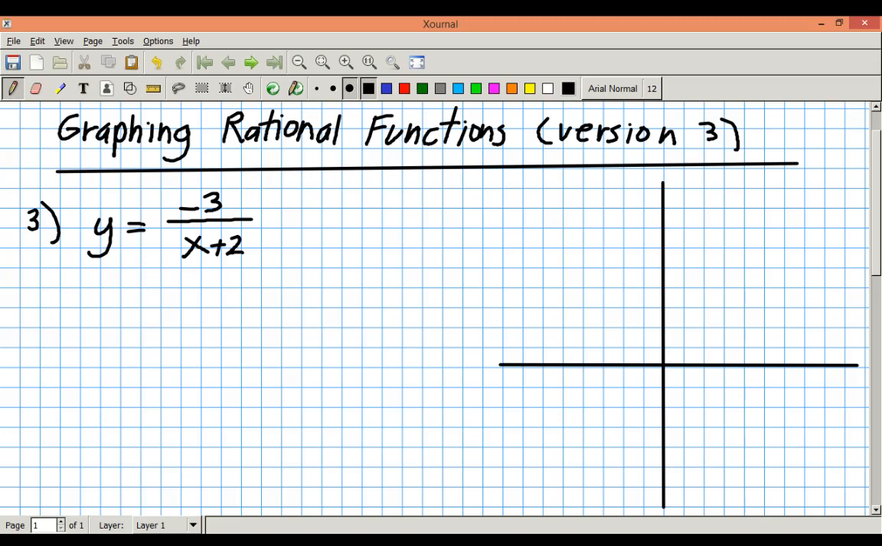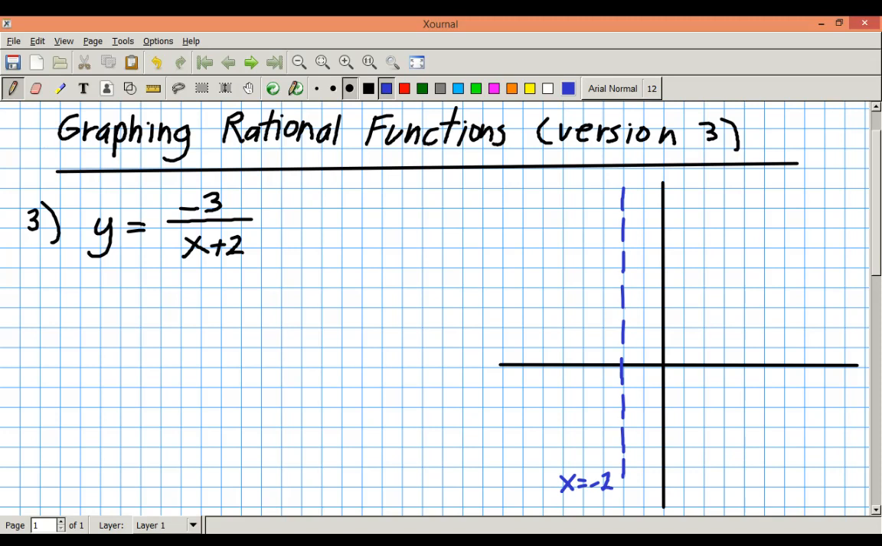The vertical asymptote, remember, is the value of x which causes the denominator to be 0. So in this case, x cannot be -2. So we're going to have a vertical asymptote at -2. So I'll put that in the graph. So again, that's x equals -2.